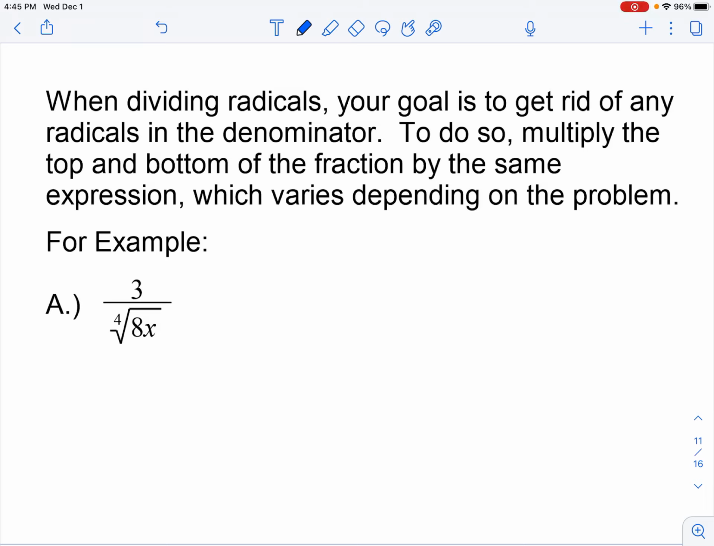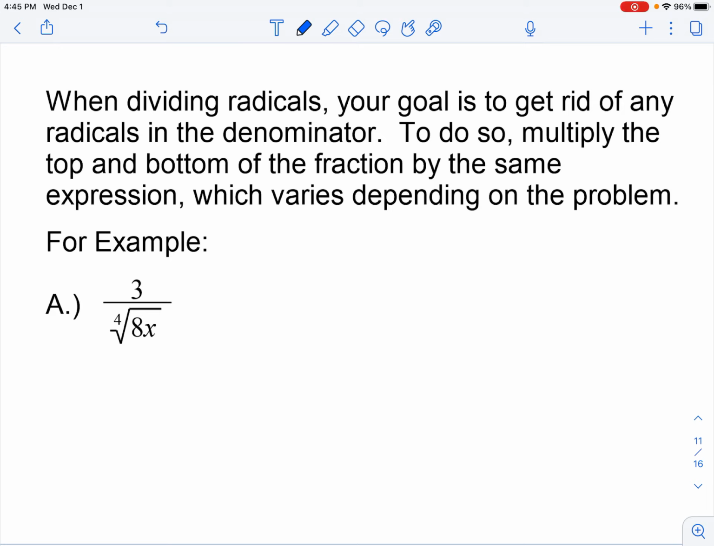When dividing radicals, your goal is to get rid of any radicals that you have in the denominator. Radicals are not allowed to stay in the denominator of a fraction, but they're allowed to be up top. So how do we do that? To do so, we're going to multiply the top and bottom of a fraction by the same expression, which is going to vary depending on the problem.